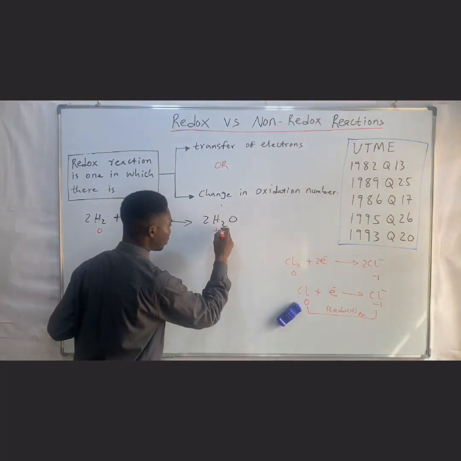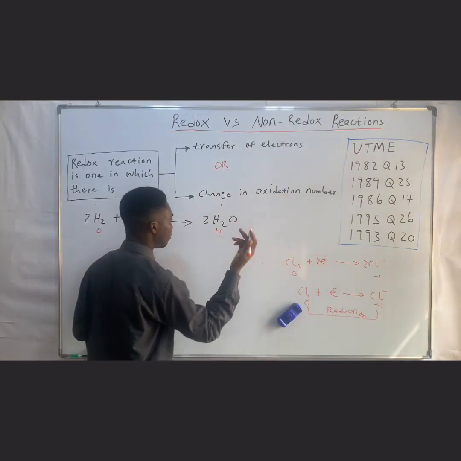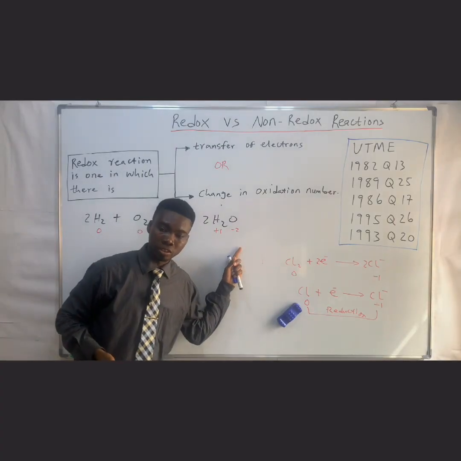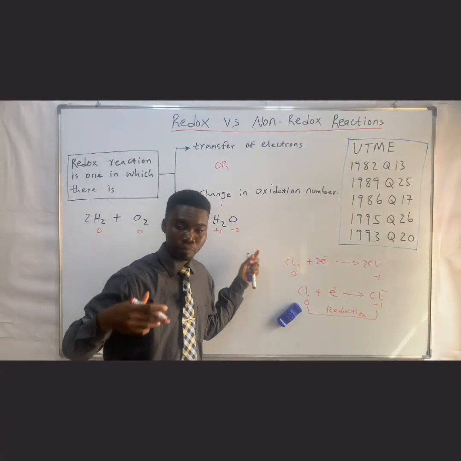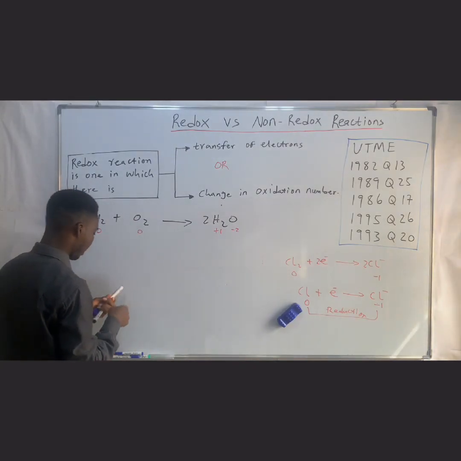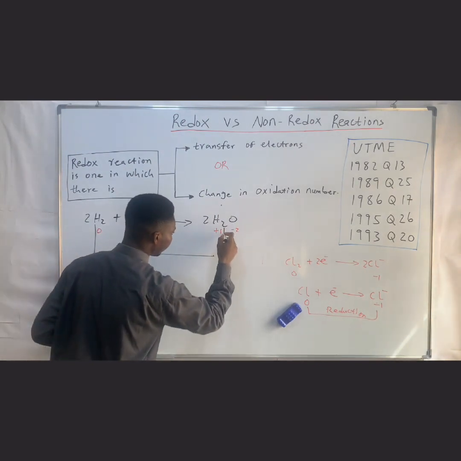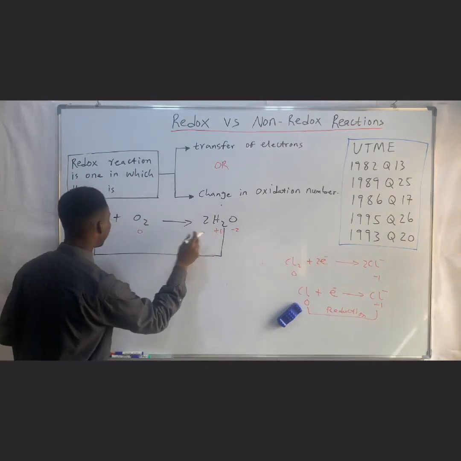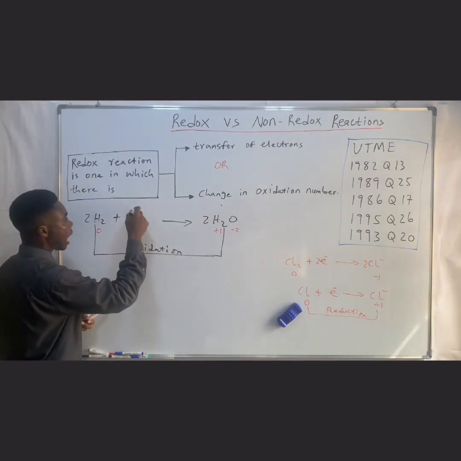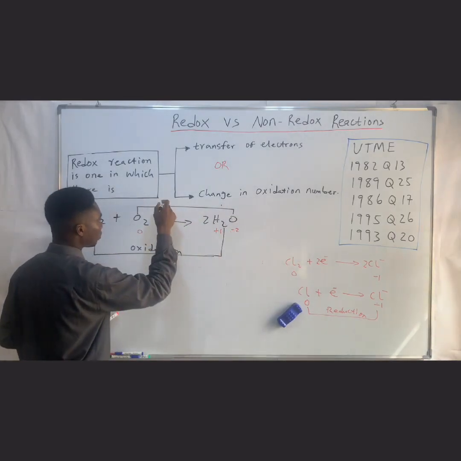So here hydrogen is +1. Hydrogen is always +1 except in hydride, metallic hydride. Oxygen is always -2 except in peroxide where it is -1 and in superoxide where it is -1/2. So from this, let's trace the hydrogen. From 0 to +1 is what? Oxidation. That's an increase in oxidation number. And from 0 to -2 is what?